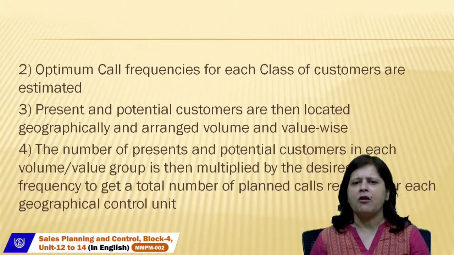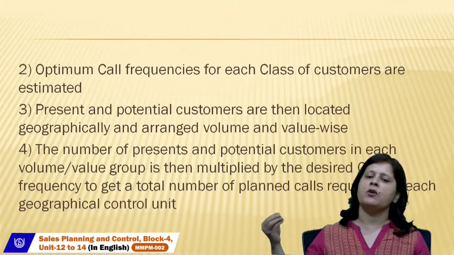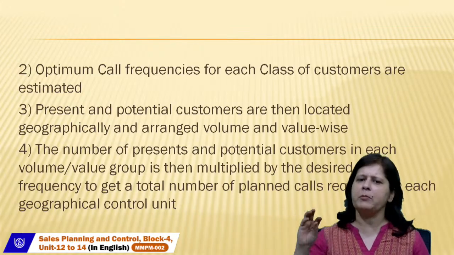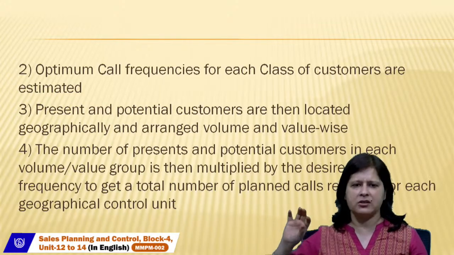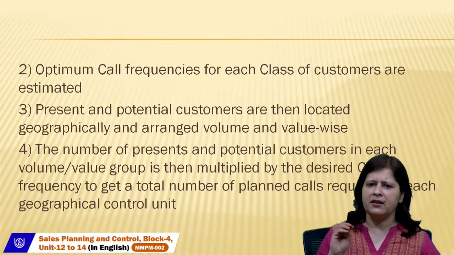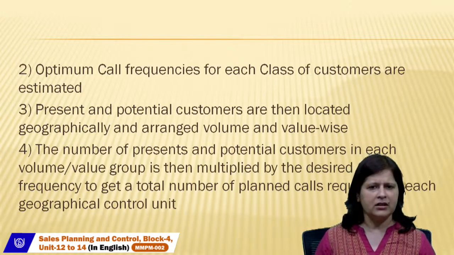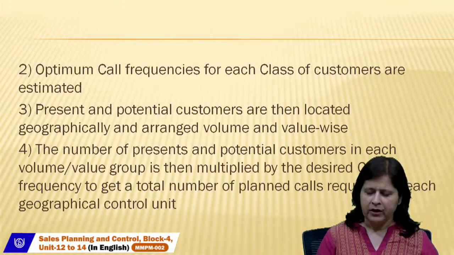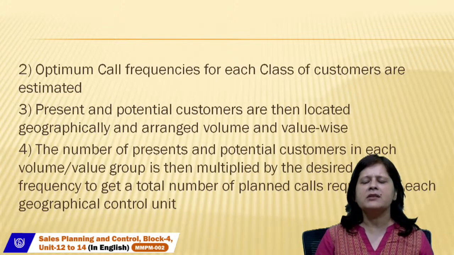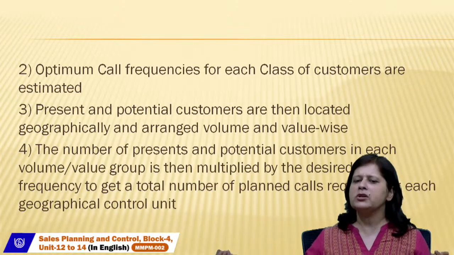Then the optimum call frequencies for each class of customer are estimated. How many times the company wants the salesperson to visit that type of customer, that is the optimum call frequency for each class of customers. Then the present and potential customers are located geographically and arranged volume and value wise. So optimum call frequency is first on the basis of the annual sales volume of the company, then on the basis of the number of calls which a salesperson is supposed to make to each class of customer.